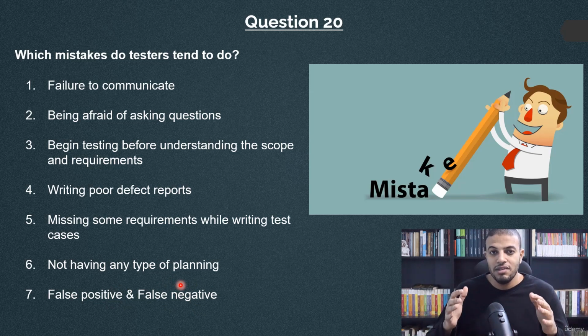On the other hand, you might do another mistake which is called false negative, and this happens when there is a defect in some component but you didn't test this component or this scenario. And in this case, you reported that there is no defects in this component while there are defects that should have been exposed in this component.